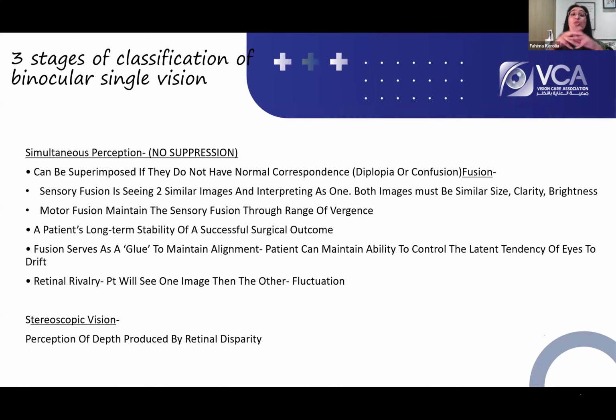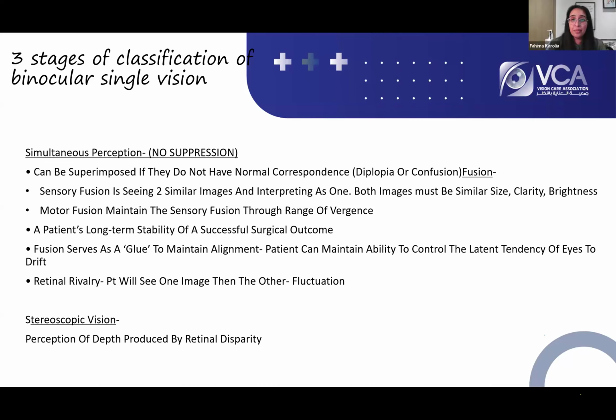So we've got 2 similar images, but when we keep both eyes together and we look at the finger, it looks like we've got one finger. We've not got double vision there. That is sensory fusion. That's very normal.